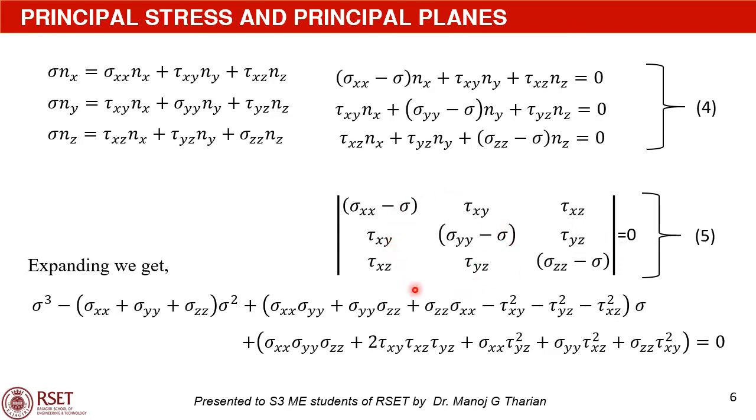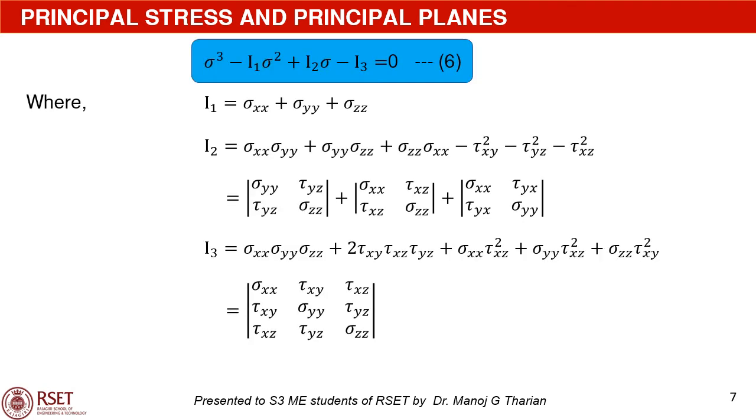Expanding this determinant and collecting the coefficients of sigma cube, sigma square, sigma, and the constant term, we get sigma cube minus (sigma xx plus sigma yy plus sigma zz) into sigma square plus (sigma xx into sigma yy plus sigma yy into sigma zz plus sigma zz into sigma xx minus tau xy square minus tau yz square minus tau xz square) into sigma minus (sigma xx into sigma yy into sigma zz plus 2 tau xy into tau xz into tau yz minus sigma xx into tau yz square minus sigma yy into tau xz square minus sigma zz into tau xy square) equal to 0.